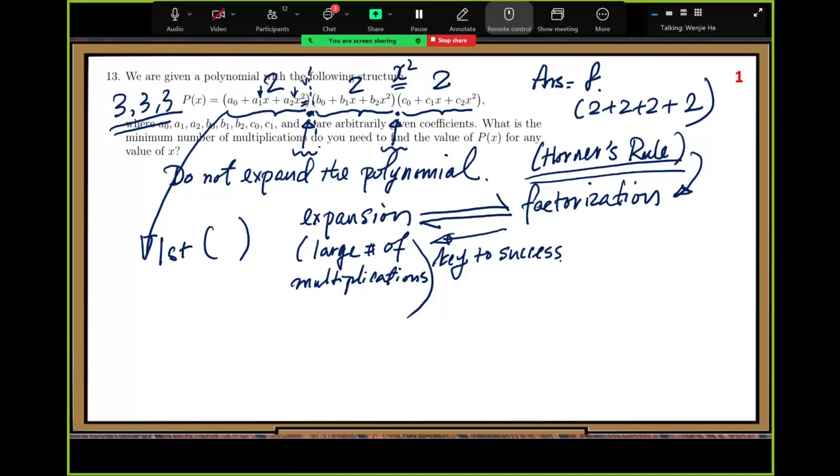Why do I ask you to memorize this result? Because for some students, it's hard to recover the details when we talk about Horner's rule. So you don't have to recover all the details. You just memorize the result of Horner's rule: the same number of multiplications as the degree number.